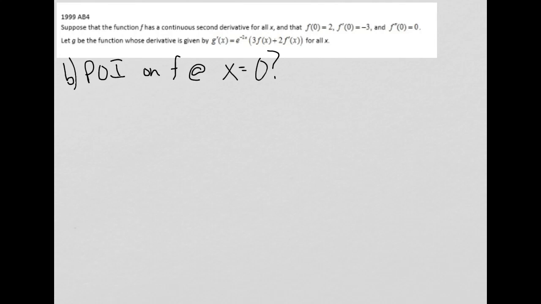So part B asks us if there's sufficient information to determine whether or not the graph of f has a point of inflection at x equal to 0. So first thing, I want to think, all right, a POI, point of inflection, is a change in concavity. So I'm kind of writing out my thought process, which you would have to include some of in your answer. But a POI is a change in concavity.